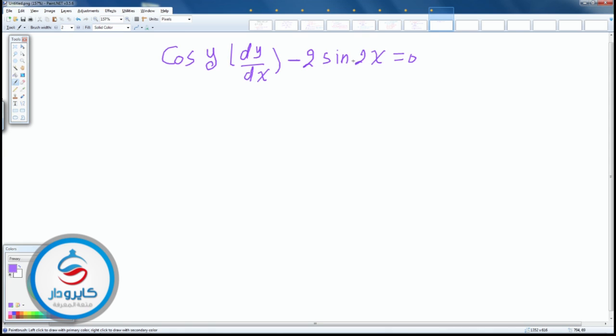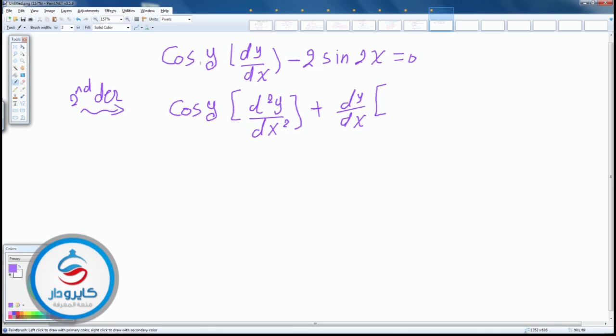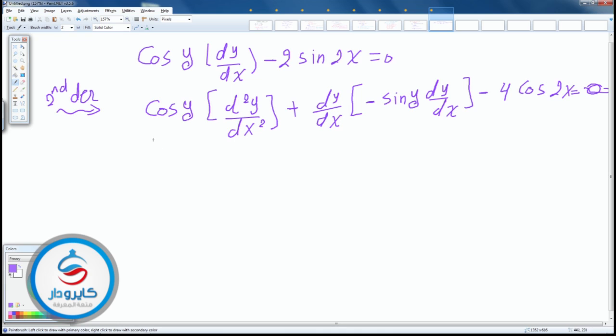Now we differentiate again to get the second derivative with respect to x. This is the product: first times derivative of the second, d²y/dx², plus second multiplied by derivative of cosine, which is negative sine y dy/dx, minus 4 cosine 2x equals 0. Okay, let's divide it by cosine y.